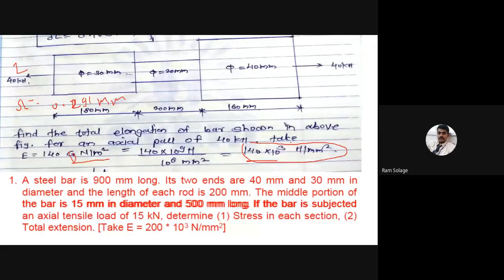A steel bar is 900 mm long. Its two ends are 40 mm and 30 mm in diameter, and the length of each end is 200 mm. The middle portion of the bar is 15 mm in diameter and 500 mm long. If the bar is subjected to an axial tensile load of 15 kilonewton, calculate the stress in each section and the total extension. E is given.